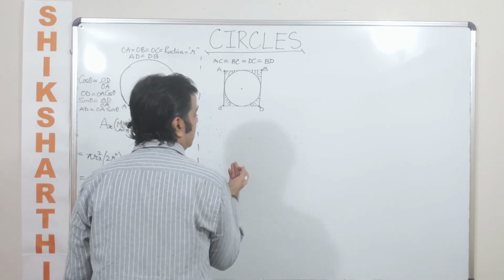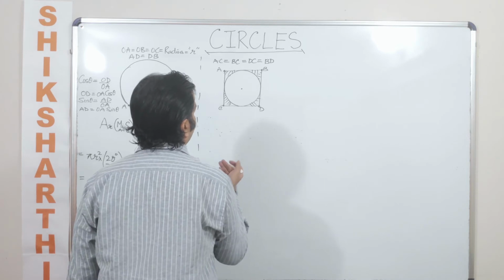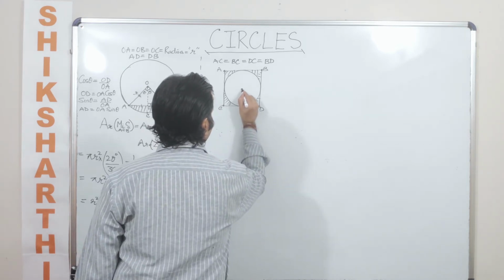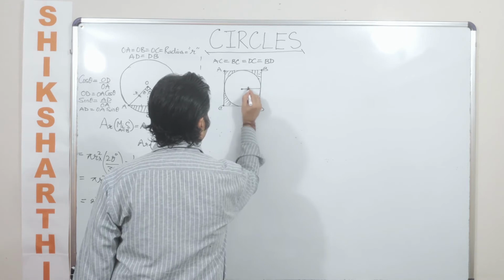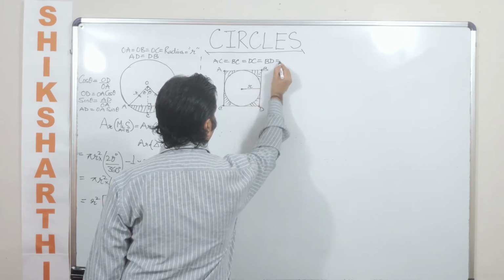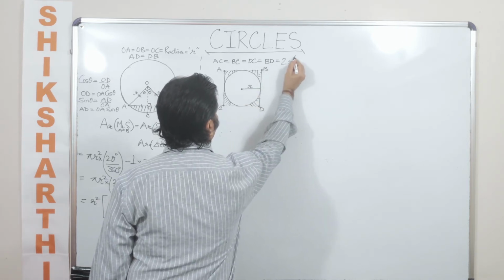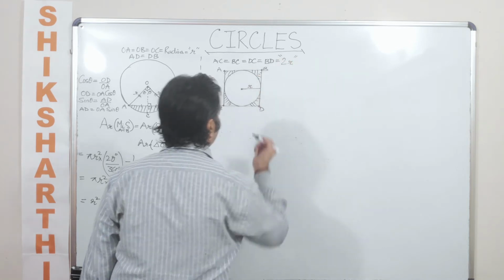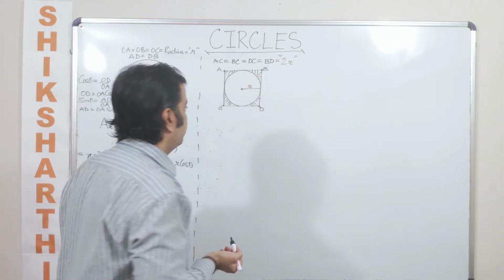Either the radius of the circle should be told to me, or the side of the square. So let's say if somebody tells me that the radius of the circle is r, in that case the side of the square becomes 2r. Or if somebody gives me the side of the square, I'll be able to find out the radius of the circle, which will be half of it.